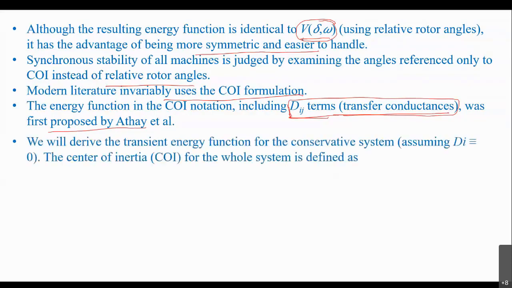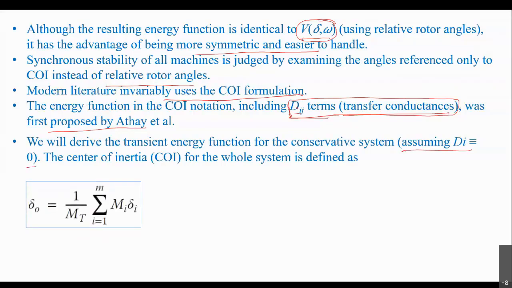We'll derive the transient energy function here for a conservative system, assuming Di equal to 0. Di equal to 0 means there is a difference between these two terms. You should mark Dij and Di. So Dij is not equal to Di. Di is your damping factor, right? So the damping factor here is assumed to be 0 for simple analysis.